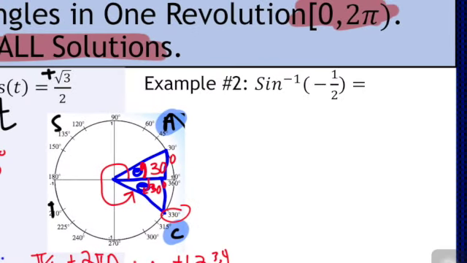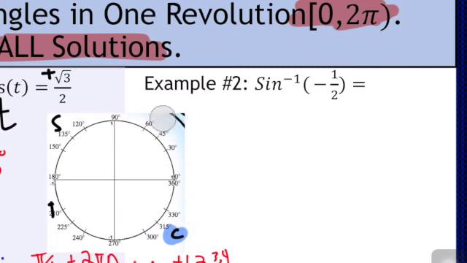Where is that going to be? Let's go ahead and erase some of these values here. Let me rewrite this. This is going to be all students take calculus. Okay, so where is sine negative? Sine is going to be negative here, right? Because only tangent is positive there. And here, only cosine is positive there.